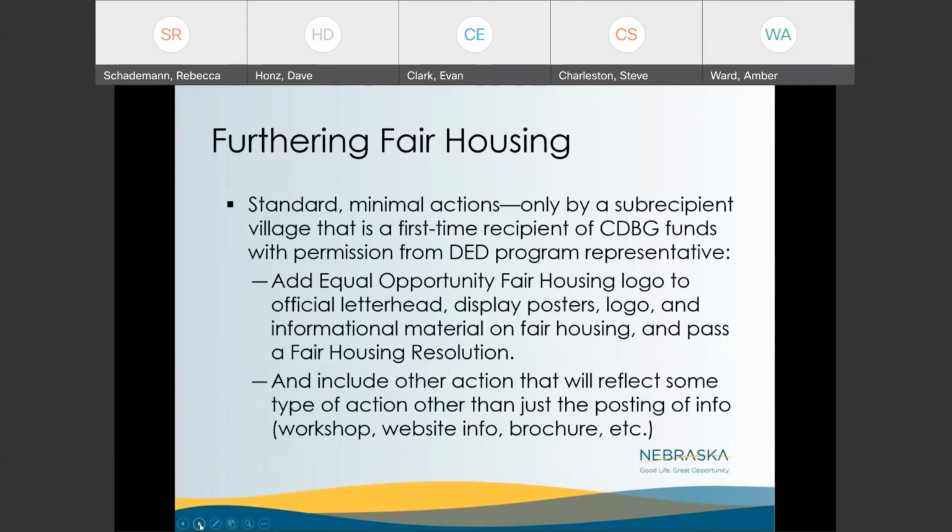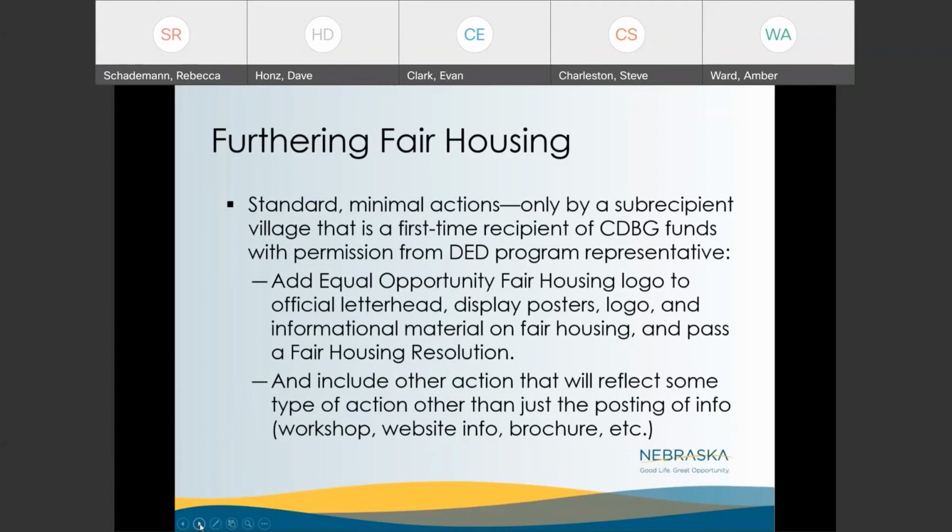So we have some standard minimal actions, only for a subrecipient village that is a first-time recipient of CDBG funds, with permission from DED program representatives. The bare minimum would be adding the Equal Opportunity Fair Housing logo to official letterhead, displaying posters, the logo, and informational materials on fair housing, and passing the fair housing resolution, and including other actions that will reflect some type of action other than just the posting of info.